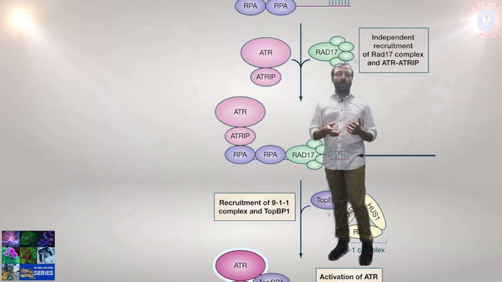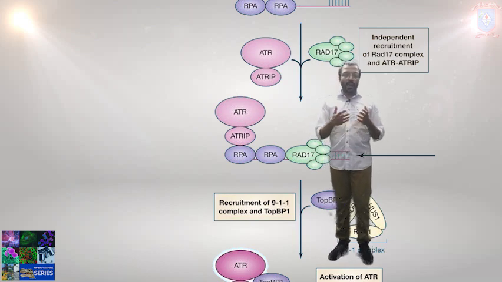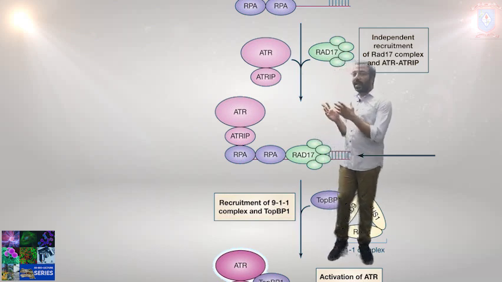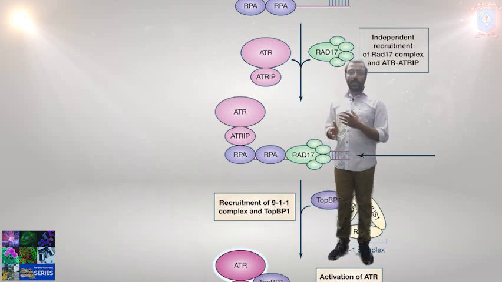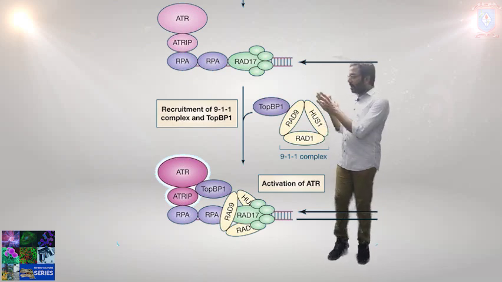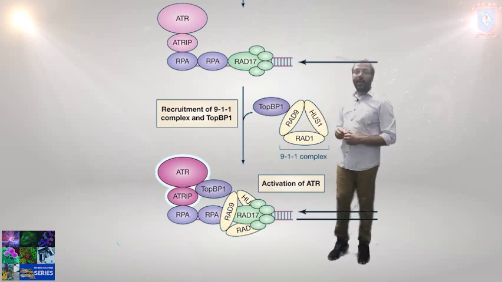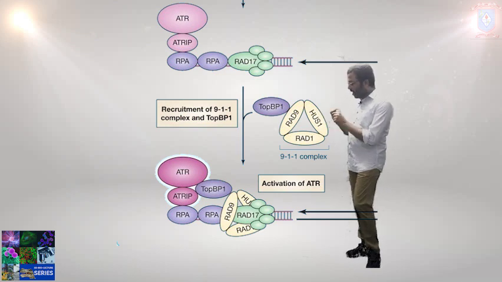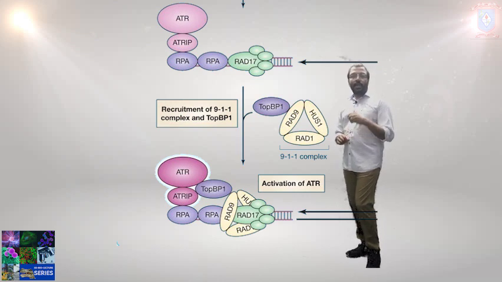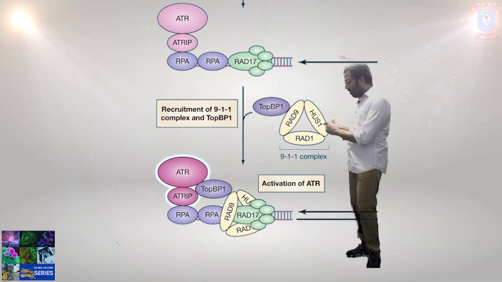The localization of ATR and ATRIP to sites of DNA damage is not sufficient to activate the DNA damage checkpoint response fully. Instead, it requires the function of additional ATR regulators, including RAD17, RAD9, RAD1 and HUS1. The RAD17, RAD9, RAD1 and HUS1 complex is also called the 911 complex.